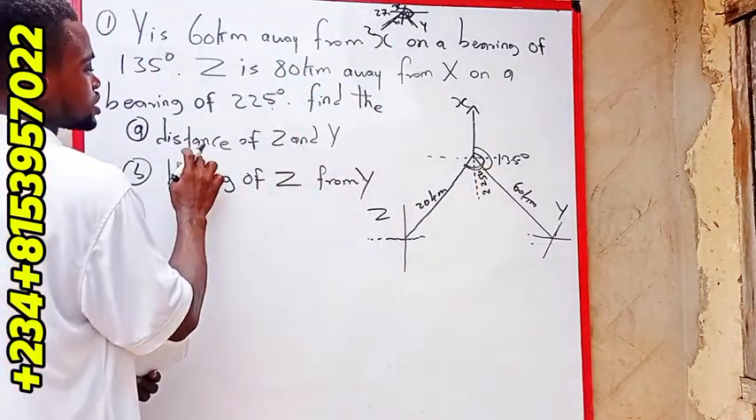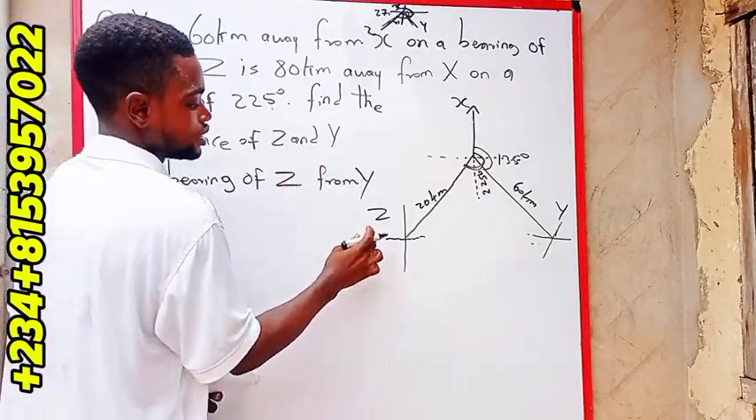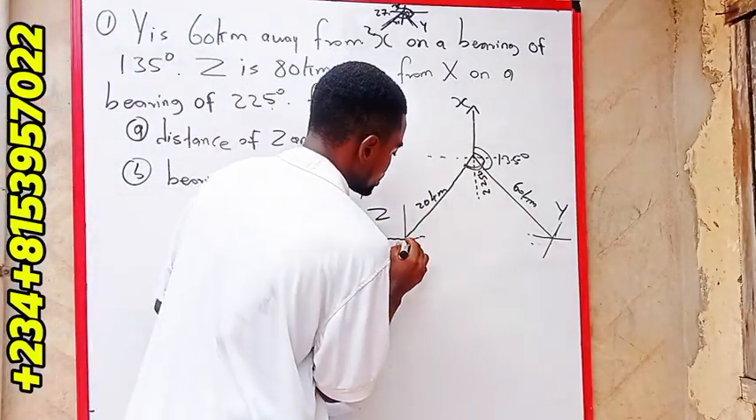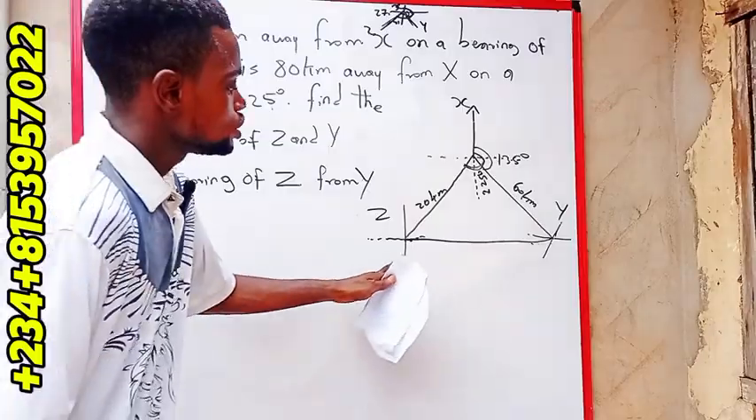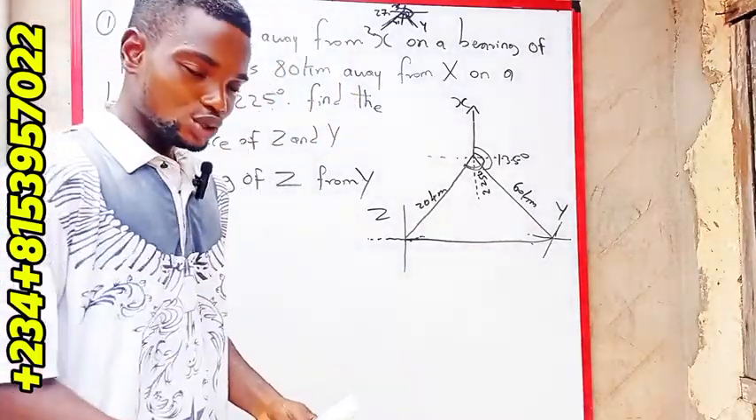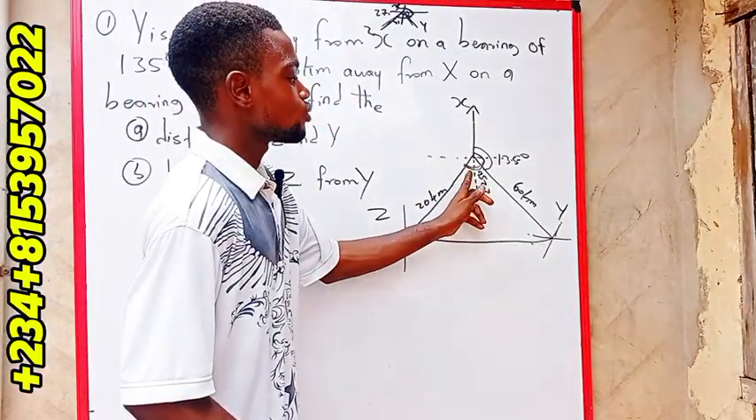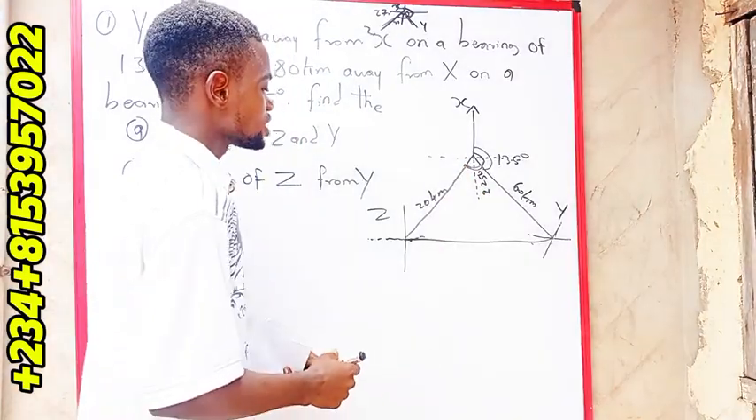Then find the distance of what? Z and Y. I told you. Find the distance of Z and Y. So this distance now is what you're looking for. But what did I tell you? The main thing is completing this angle. How can we complete this angle?